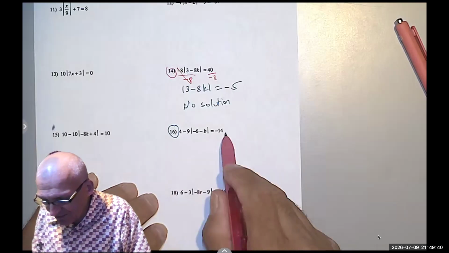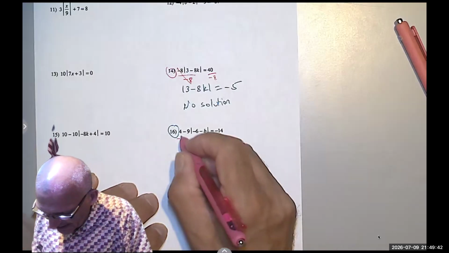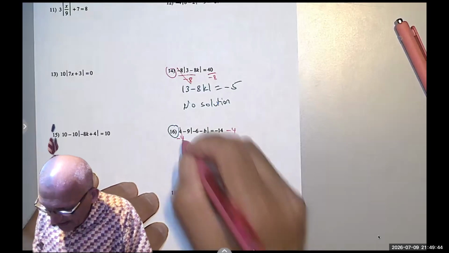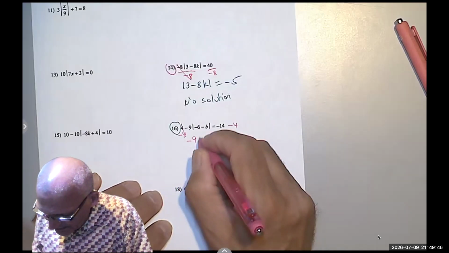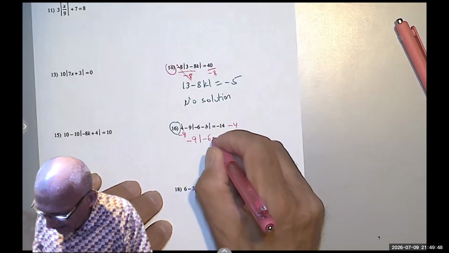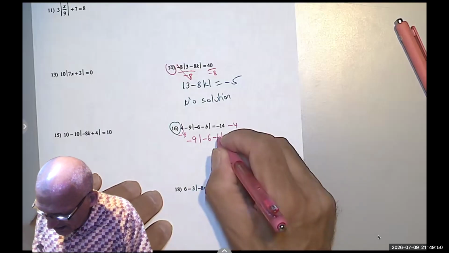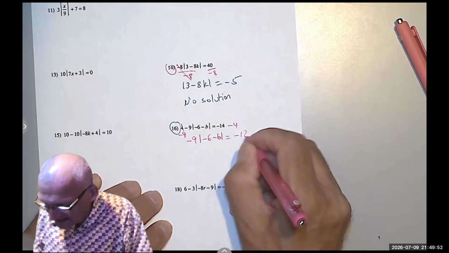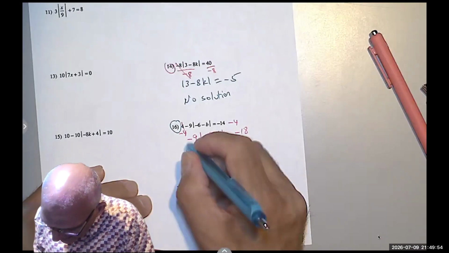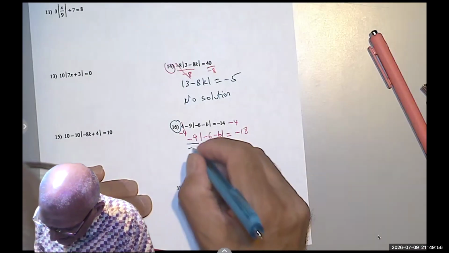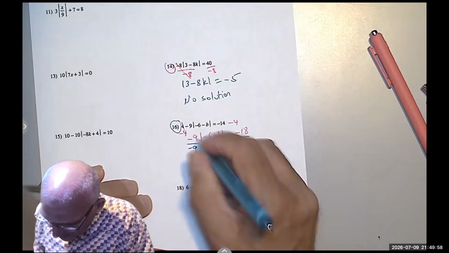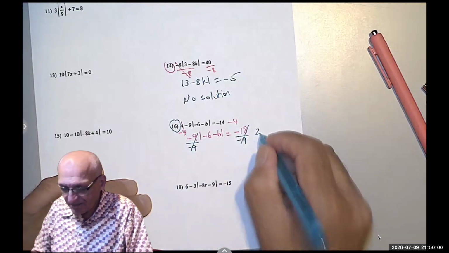Okay, here I have a 4 on both sides, so I'm going to subtract 4 from both sides, and I get negative 9, absolute value of negative 6 minus b equals negative 18. But when I divide by negative 9 both sides, the right-hand side would become positive 2.